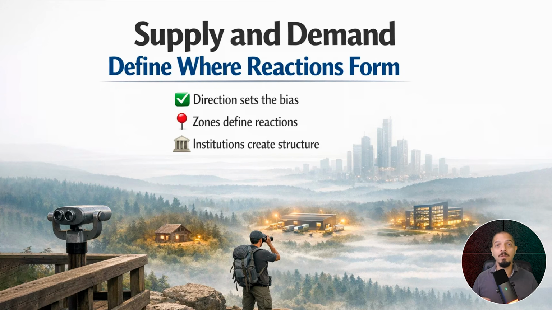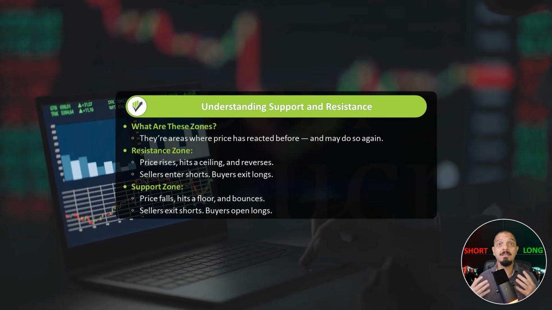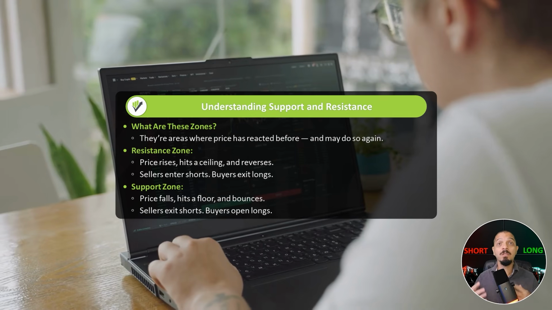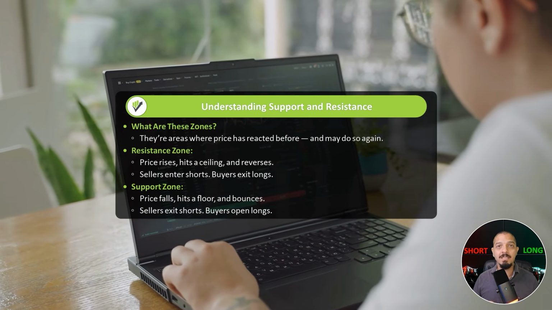To see how this works in practice, let's start with the classical concept most traders are familiar with: support and resistance, and then build from there. Let's start with the basics: understanding support and resistance. Support and resistance are zones where the price has reacted previously and may react again in the future.